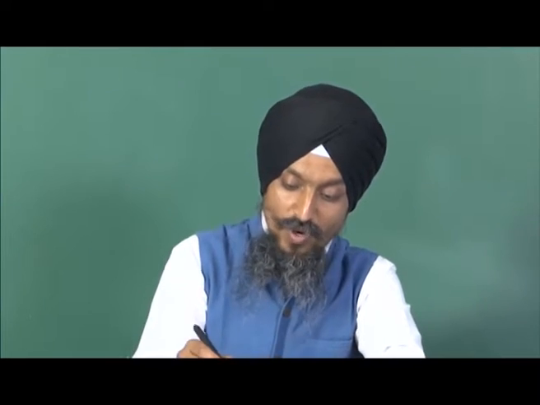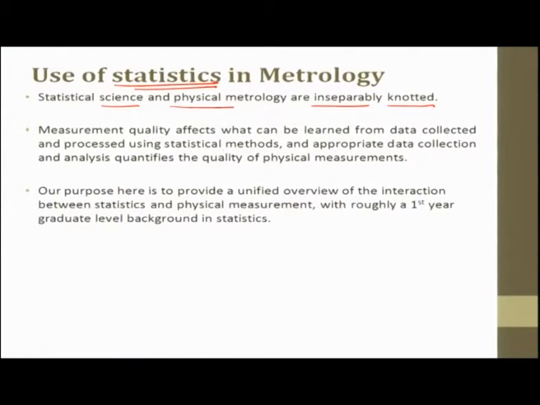Measurement quality affects what can be learned from the data collected and processed using statistical methods, and appropriate data collection and analysis quantifies the quality of physical measurements. So I could say number 1 and number 2. Measurement quality: if the errors are there in measurements, the measurement quality would be low. Measurement quality affects the data. The data that is obtained through measurements is not very reliable.